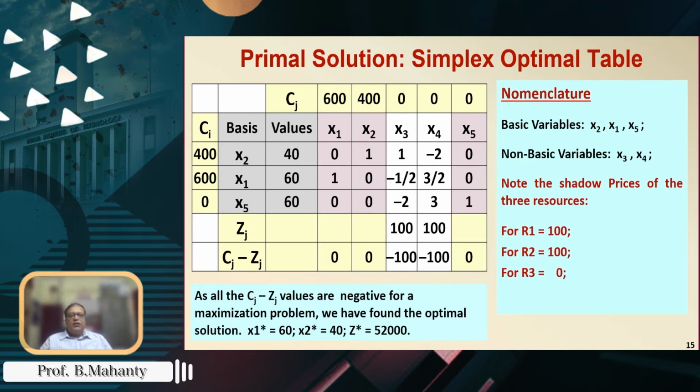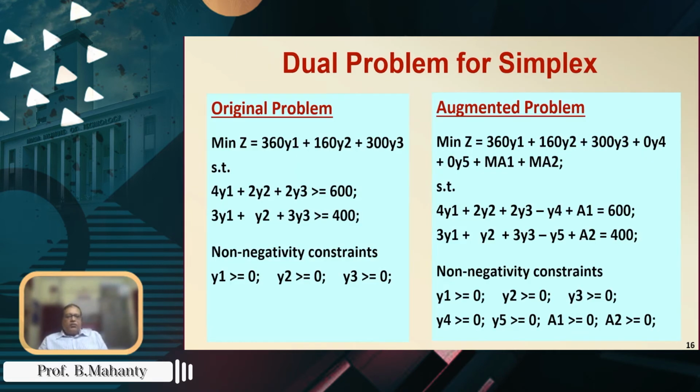Because you see, the slack variable x3 is connected to the first resource. The x4 is connected to the second resource, and x5 is connected to the third resource. So if we say that three resources are R1, R2, and R3, then the absolute values of Cj minus Zj are 100, 100, and 0. So they are the shadow prices. So look at these shadow prices. Now let's look at the dual problem.